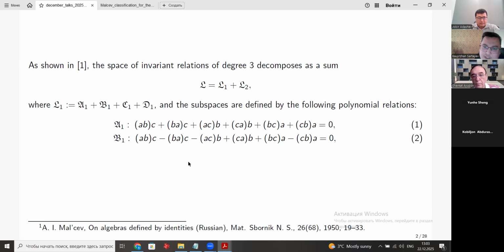And why are these subspaces interesting? The first motivation, as I said before, is that these subspaces are invariant under the action of the S3 module. And the second reason is that any identity of degree three can be written as a linear combination of these subspaces.